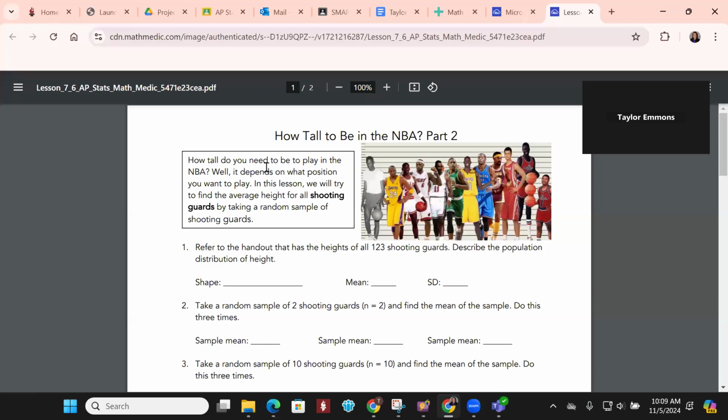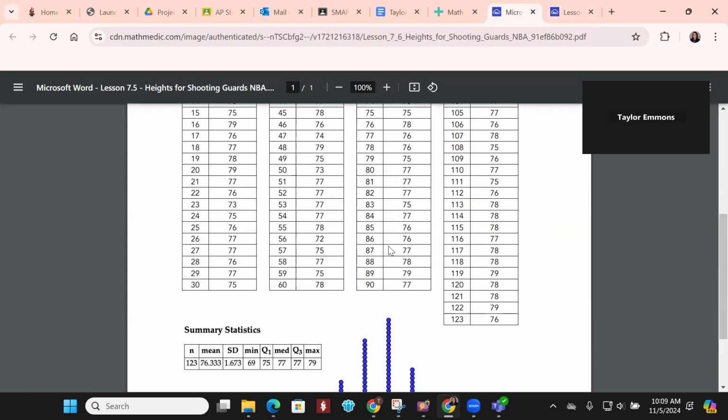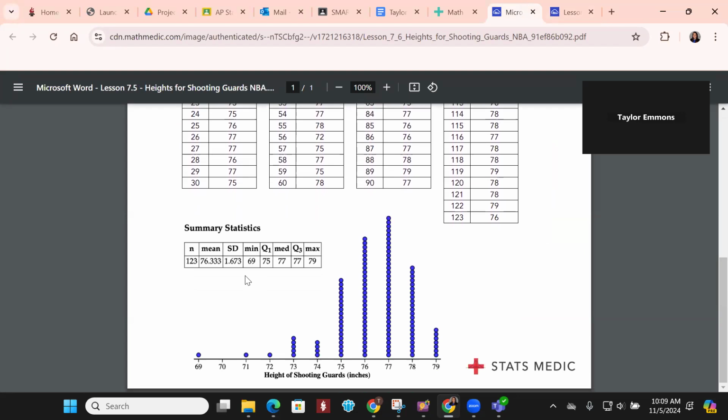Okay, this is part two. So how tall do you need to be to play in the NBA? Well, it depends on what position you play. And we're going to look at the average height of the shooting guards. So really quick, this is 123 of them.